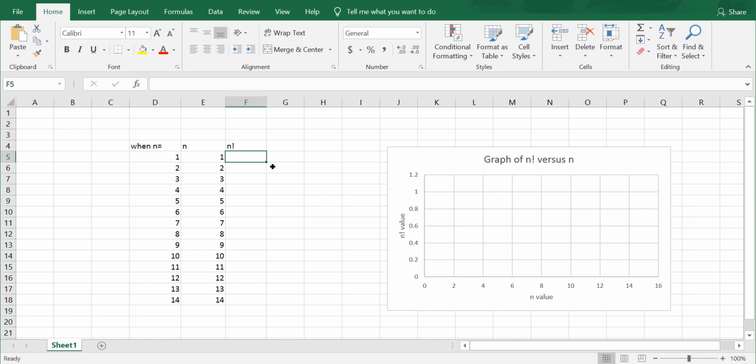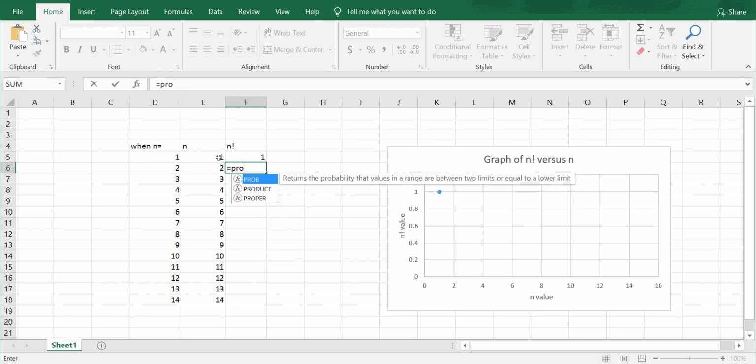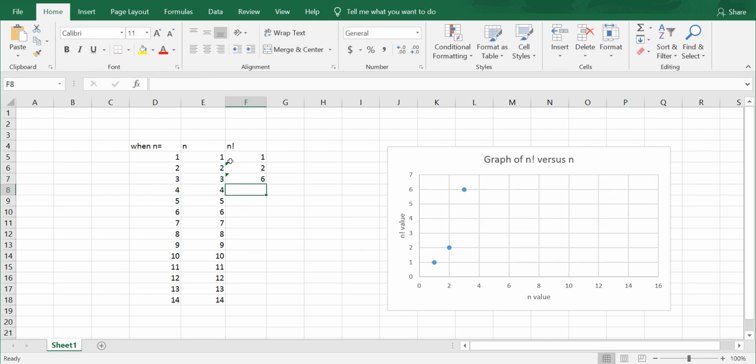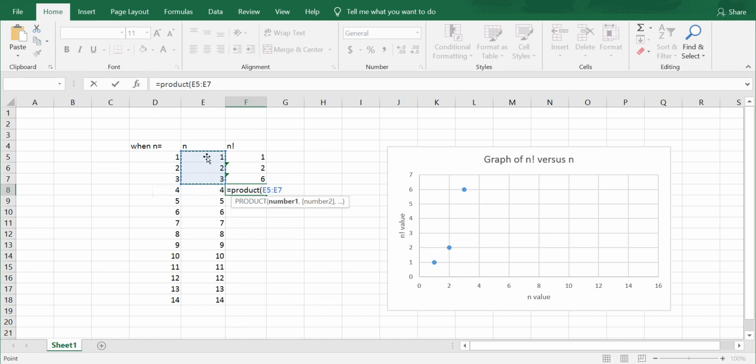So let's begin by calculating when n is equal to 1, my n factorial is just 1. I use the product function in Excel, which helps me multiply the products together. As we keep on calculating the n factorial for each n value, you can see on the right hand side the graph slowly forms.